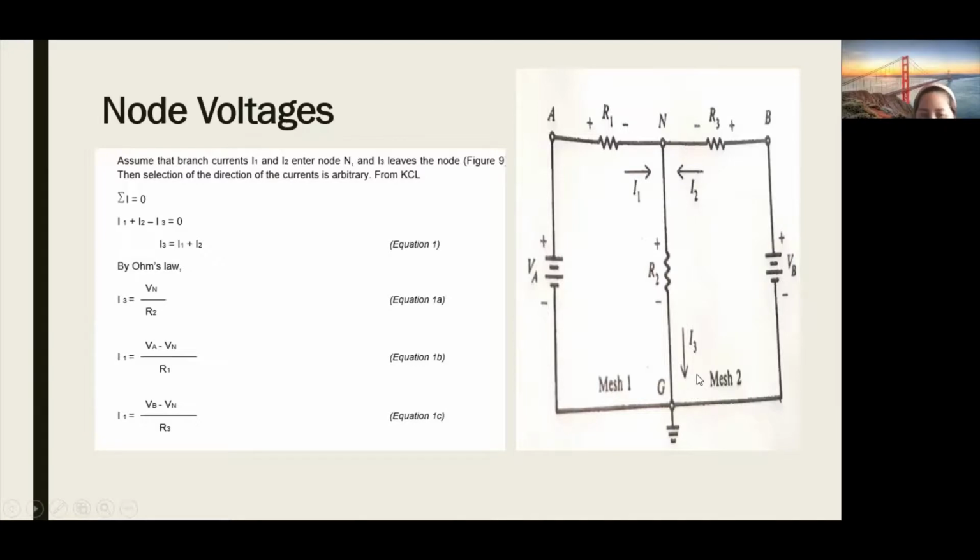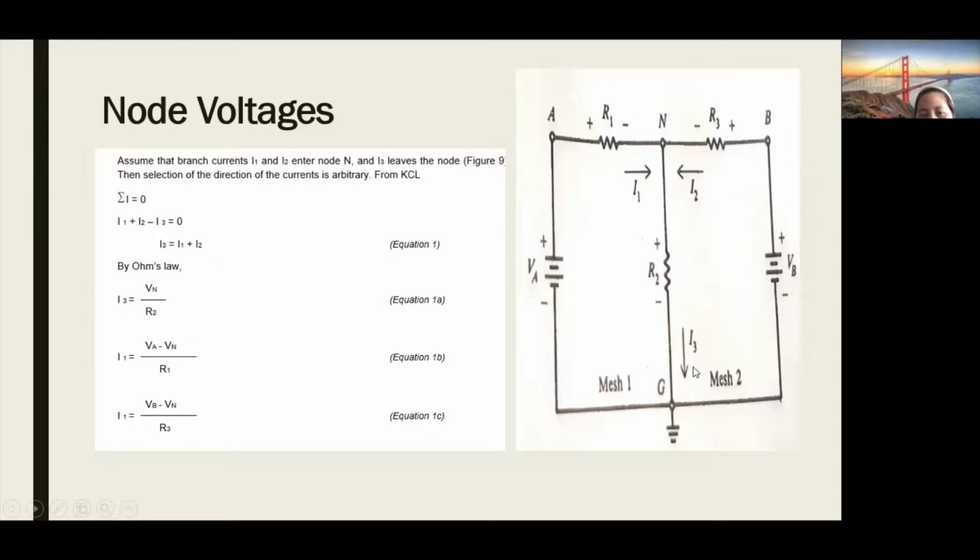Because we have nodes A and N, currents flowing to a junction are positive and currents flowing away from the junction are negative. So I1 is VA minus VN over R1. That is equation 1A, I mean 1B. For I2, entering node N, it's VB minus VN over R2. For I3, it's VN over R3, and I3 leaves the node.